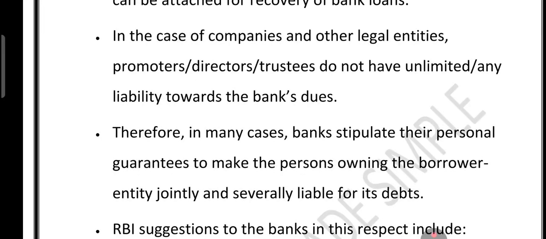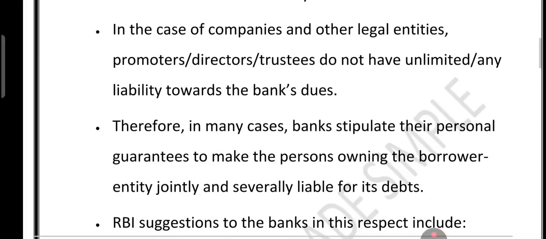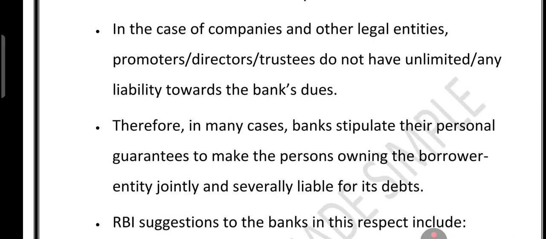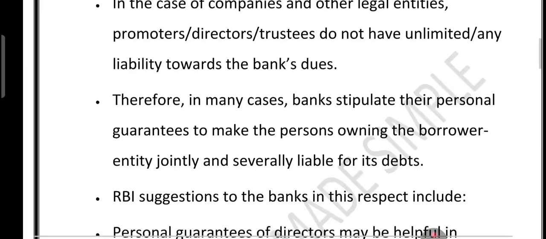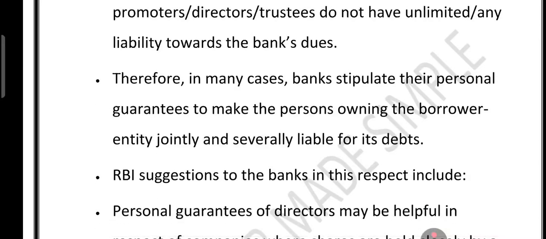So if the borrower is a company or a trust, the promoter or director are not automatically liable. That is why bank may ask them to give a personal guarantee, so they also become personally responsible for the company loan. And RBI suggests that personal guarantee should be taken especially when company is owned by a small group or related individuals, not big professional or government owned company.